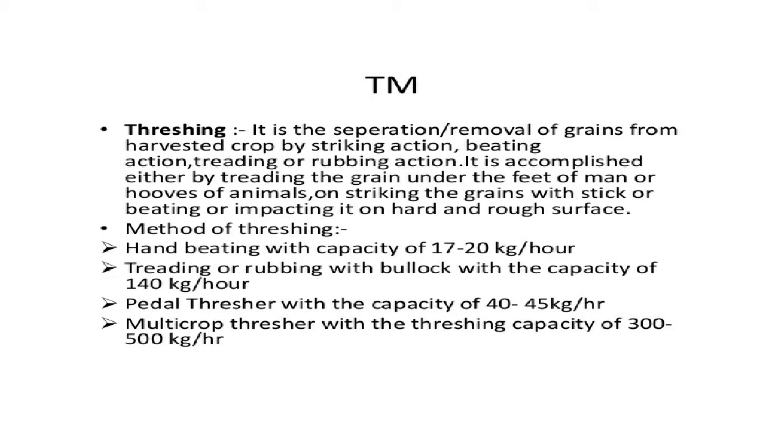It is accomplished either by treading the grain under the feet of man or hooves of animals, by striking the grains with a stick, or by beating or impacting it on a hard or rough surface. The methods of threshing are hand beating with a capacity of 70 to 20 kg per hour, treading or rubbing with bullock with a capacity of 140 kg per hour, pedal thresher with a capacity of 40 to 45 kg per hour, and multi-crop thresher with a threshing capacity of 300 to 500 kg per hour.